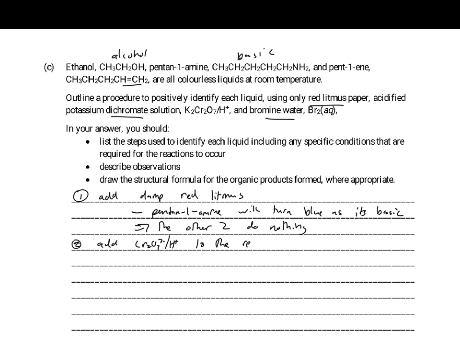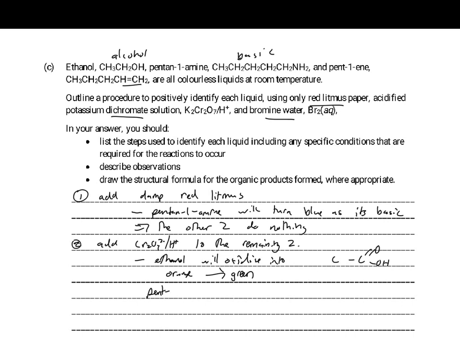to the remaining 2. And you need to recognise that whenever you use dichromate, it's always used to oxidize an alcohol. So what you'll see is ethanol will oxidize into ethanoic acid, which is this one there. And you'll get a colour change. Dichromate is orange. And when it reacts, it turns into a greeny blue colour, normally green.